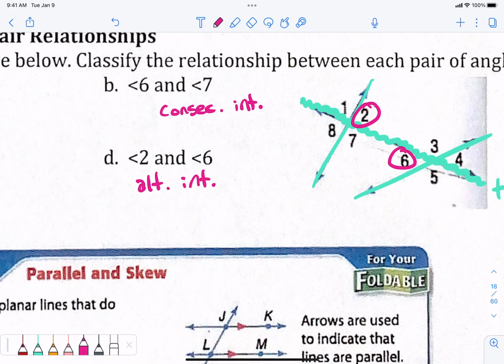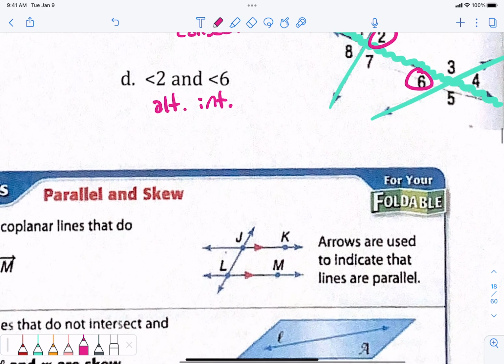Are we getting the hang of this? This isn't too bad, right? Yeah, not too bad. That's what the majority of your homework assignment looks like.